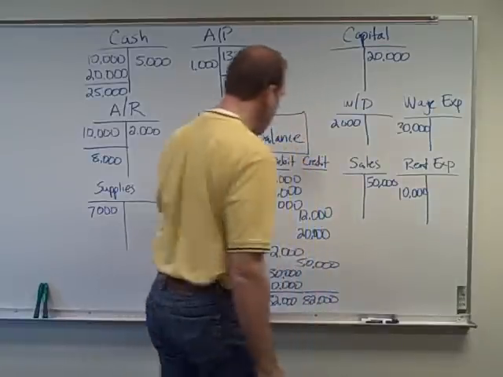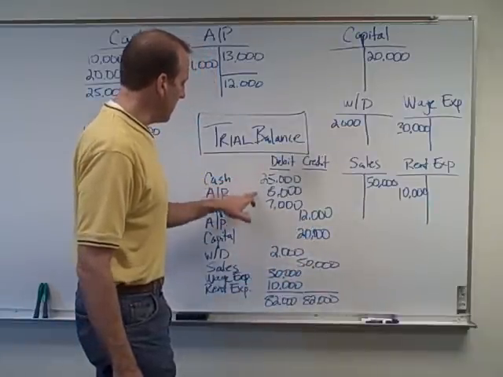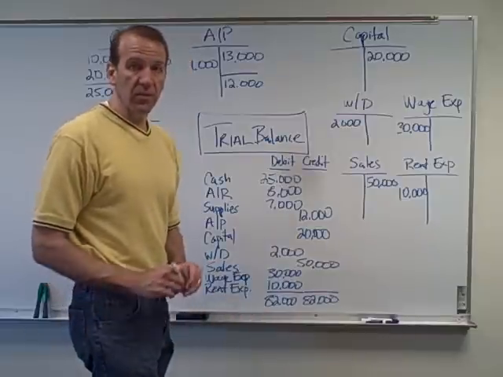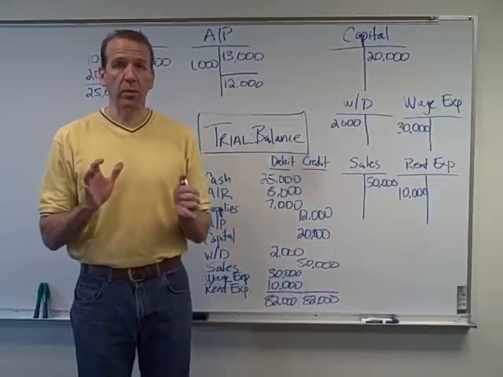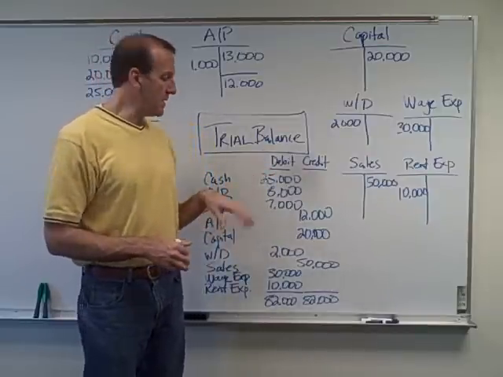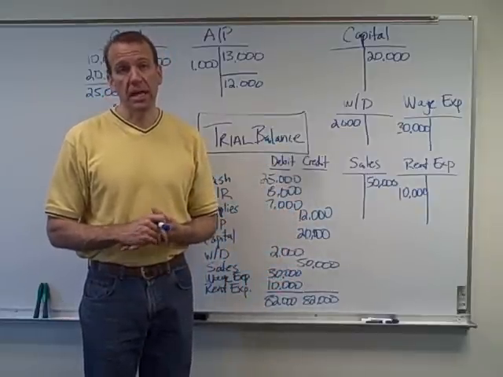Our debits do equal our credits because 50, 20, that's 70, 82. And then we've got 40, 42, another 40 is 82,000. So we're in balance. So that's the first step. We move everything to the trial balance. Once we have the trial balance, now we can take these and we can put together financial statements. And that's what the next video is going to do.